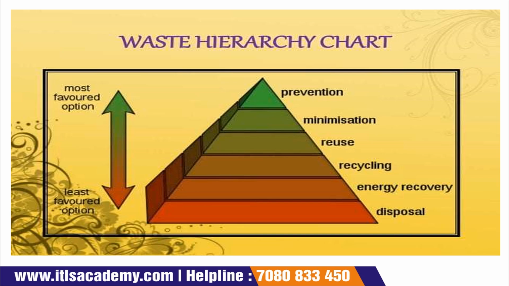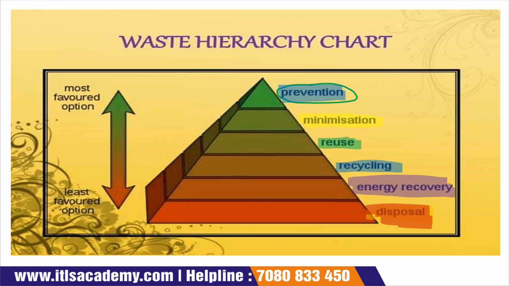Okay, so waste hierarchy, the first one is what? It is prevention. Now the next is minimization. First of all, we have to prevent the waste. And if we cannot prevent it, then we have to minimize the waste. Then after minimization, we have to reuse the waste. The waste which is produced should be reused. Then recycling. Then energy recovery. Okay, and at the end is what? It is the disposal.